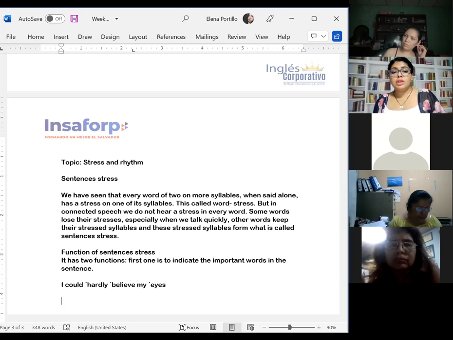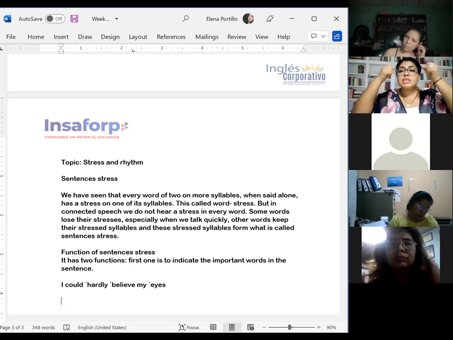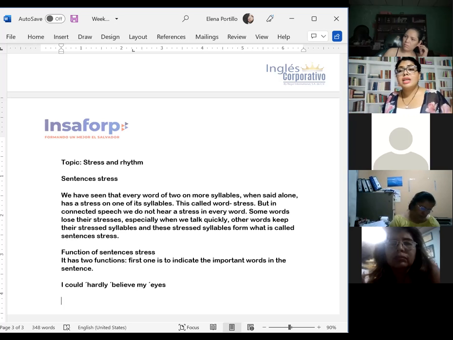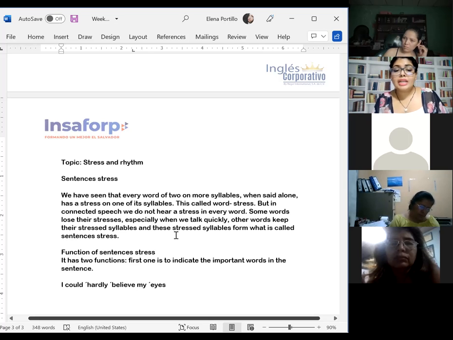El significado de esta oración, "I could hardly believe my eyes", es: no puedo o casi no puedo creer mis ojos. In this case, you're not talking about the eyes. No puedo creer lo que está pasando. I am very surprised. Estoy muy sorprendido y no puedo comprender lo que está pasando. So in that case, those words have the stress because they are talking about the meaning. They are important for the meaning of the expression.